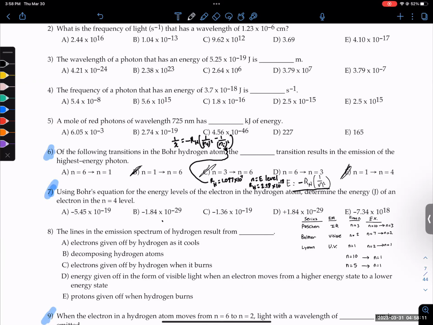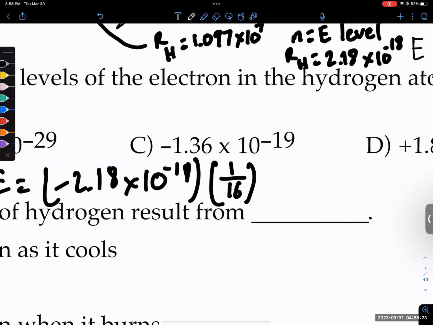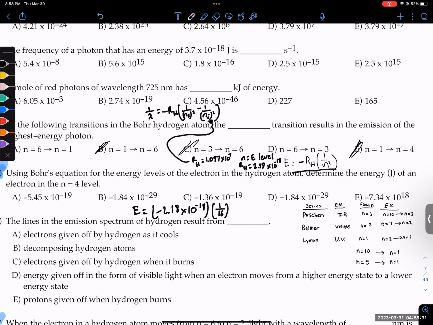Our energy equals negative 2.18 times 10 to the negative 18 times 1/16. I got that 16 from 4 squared, because 4 times 4 is 16. If you plug all of that into your calculator, you'll get answer choice C, negative 1.36 times 10 to the minus 19 joules. So it's just a matter of plugging into your equation and solving for the values.